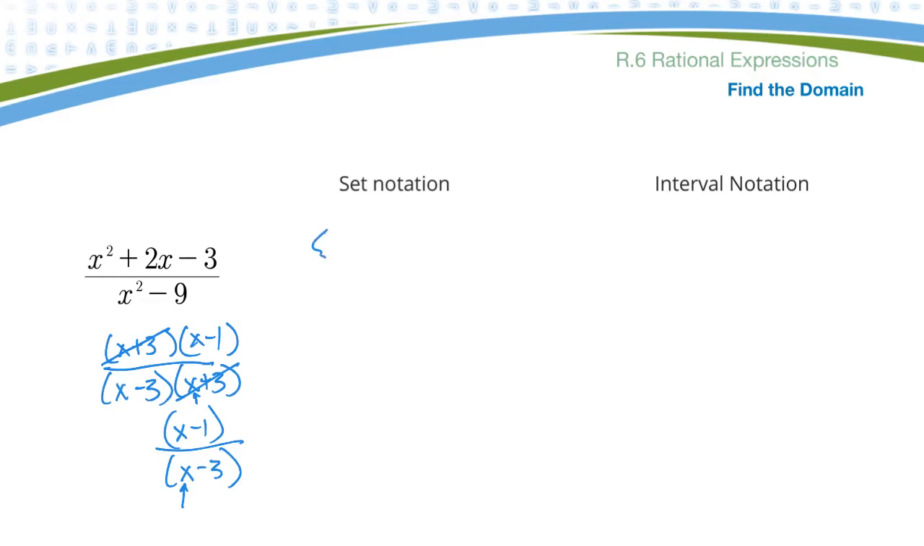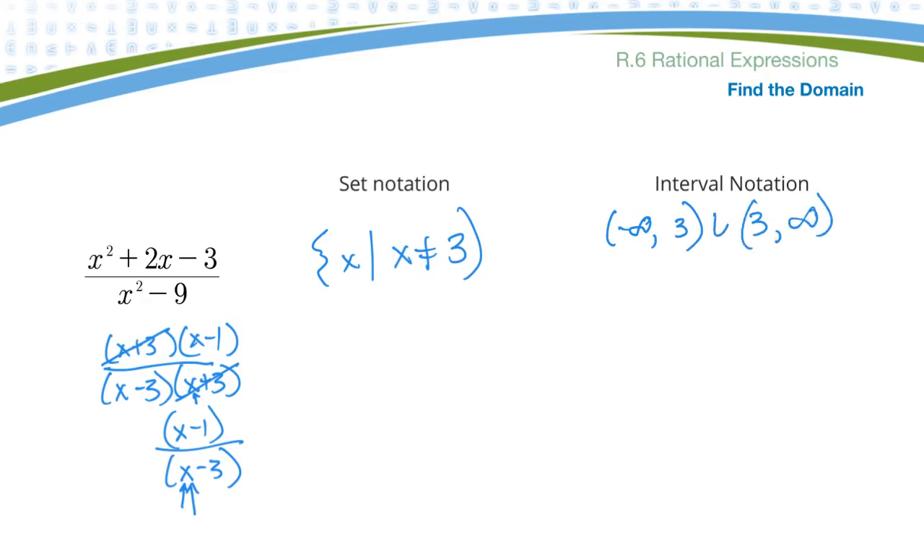So in set notation, all the x's, as long as x is not equal to a positive 3, that's the number I can't put in there. In interval notation, you would say from negative infinity to positive 3 is good, and from 3 to positive infinity is good, and it's a union of those two intervals.